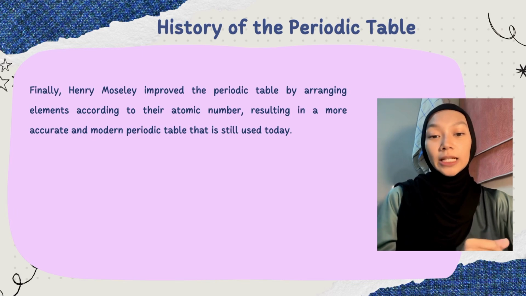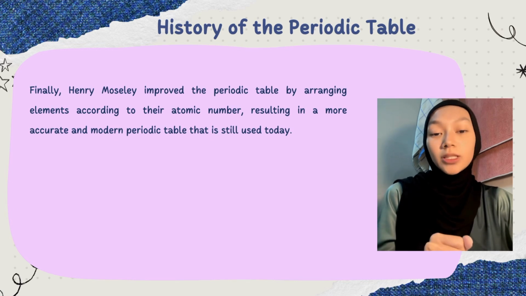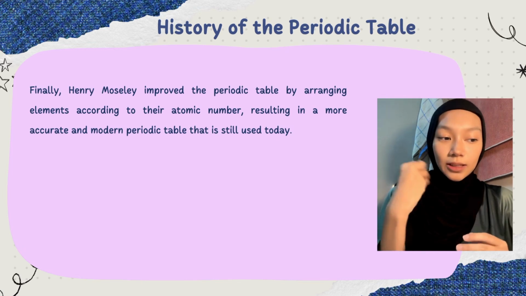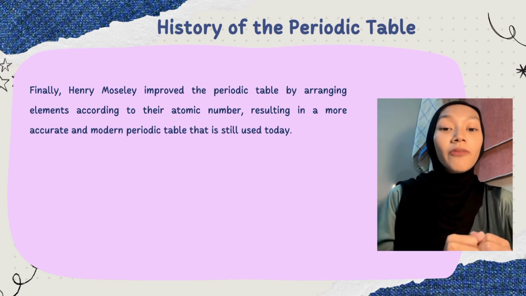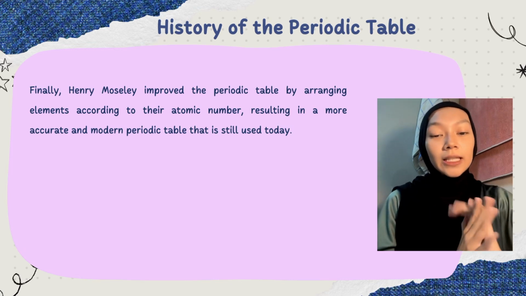Finally, Henry Moseley improved the periodic table by arranging elements according to atomic number instead of atomic mass. This correction led to a more accurate organization of elements and formed the basis of the modern periodic table that is used today.